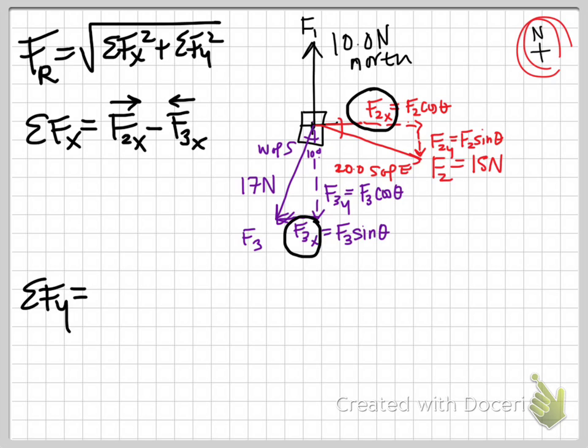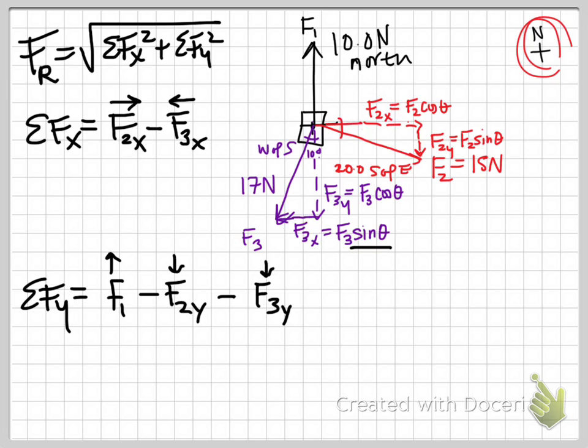Now, on my Y-axis, it's a little bit more complicated. I have force 1, which is up, minus force 2 on the Y, which is down, minus force 3 on the Y, which is down. Now, since I already did those, to me this simplifies things a little bit, because I can just go ahead and plug those values in.